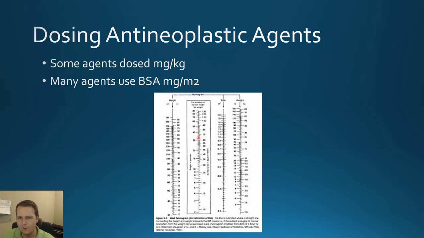For BSA, and I think we've covered this before, basically you just plot the patient's height and their weight, and then eventually you cross that over, and wherever you get the eventual BSA, that's how you dose it. Okay.